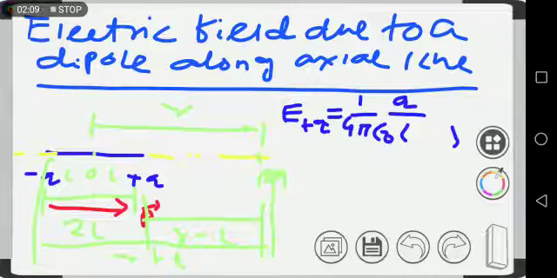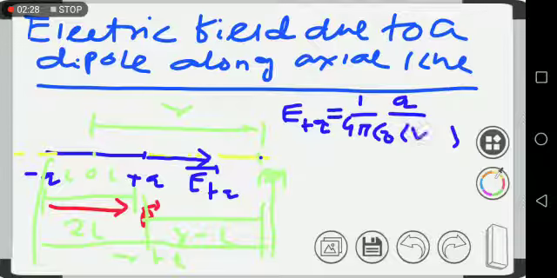What is r? The distance between the charge and the point where we are going to find the electric field. So in this case the distance will be between plus q and M, and this electric field is directed like this. This is the direction for electric field, and the distance is r minus L whole square. This is along the dipole. The direction is along the dipole.